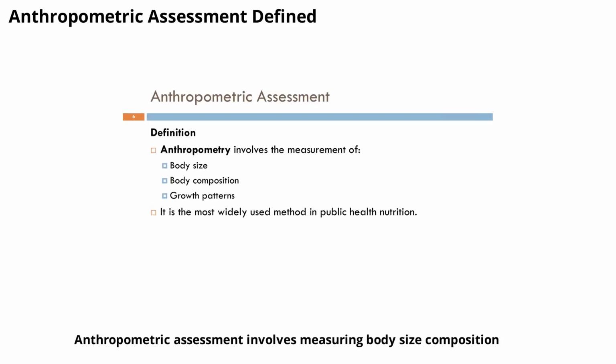Anthropometric assessment involves measuring body size, composition, and growth patterns. It's the most widely used method in public health nutrition due to its simplicity and effectiveness. By tracking changes in body measurements, professionals can detect trends in growth, undernutrition, or overnutrition, making it a crucial tool for both individual and population-level assessments.